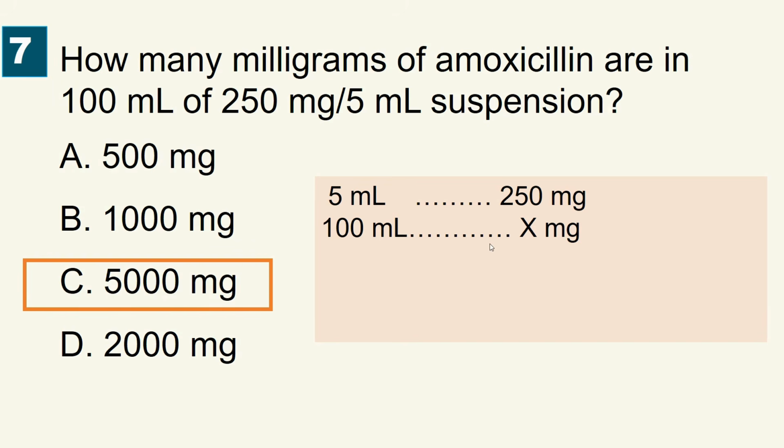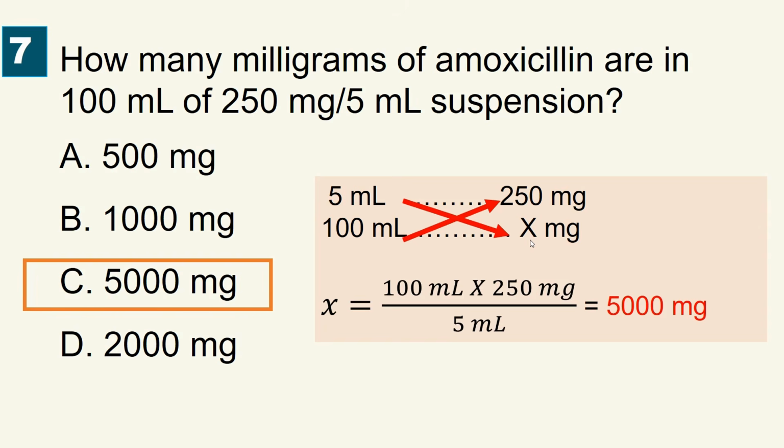Same thing, you can do cross multiplication, point the arrow to x, and then you have 100 mL multiplied by 250 divided by 5. The mLs are gone. So here you have 20. That means 20 times 250. That gives you 5000 milligrams.